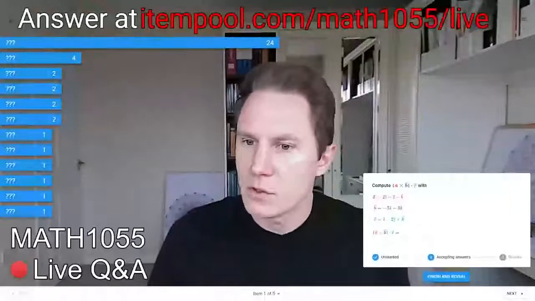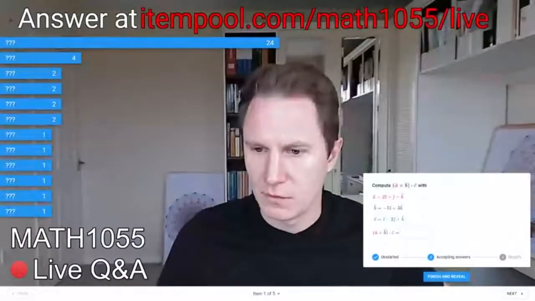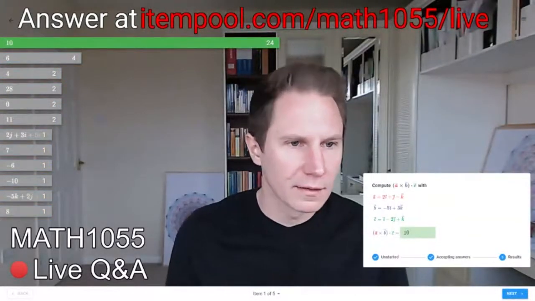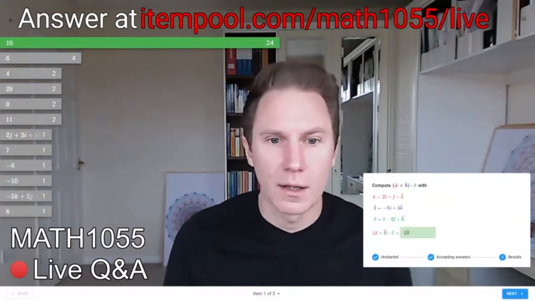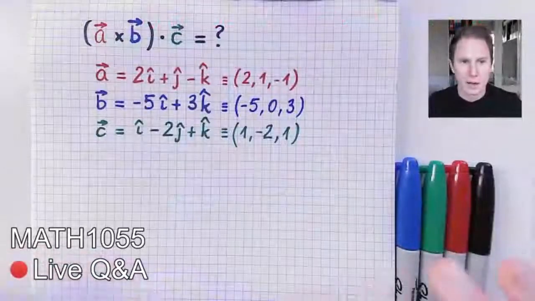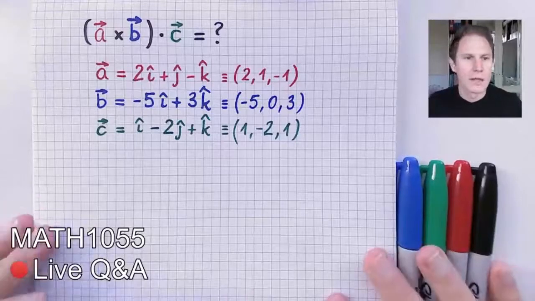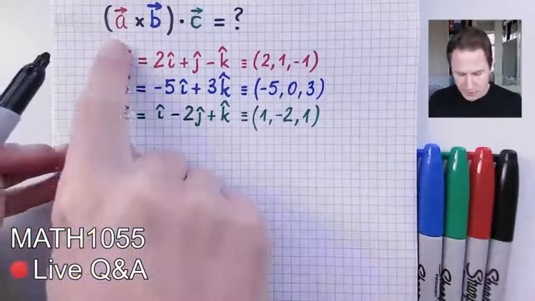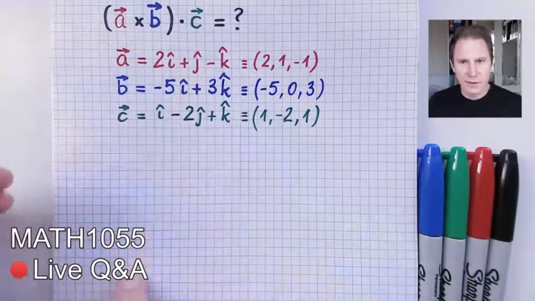Okay, so let me finish the poll and reveal the answer. Most people got it right. There are some different answers. The correct answer was 10, and let's see how it's done, how we calculate this certain combination of vectors, this product of vectors.